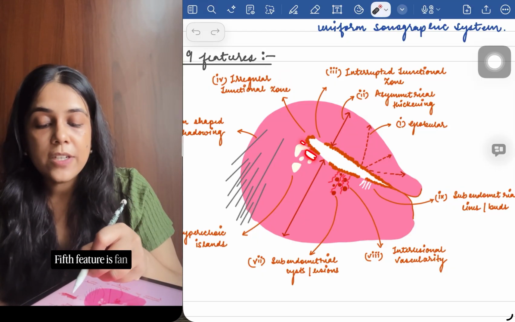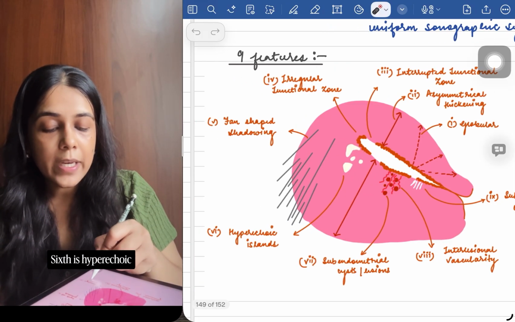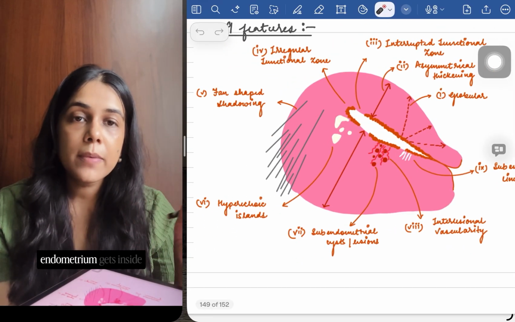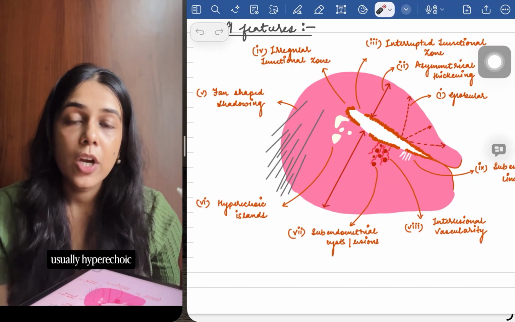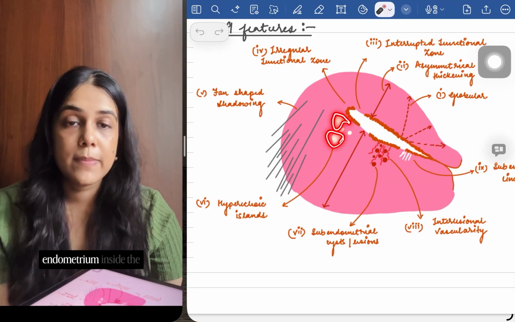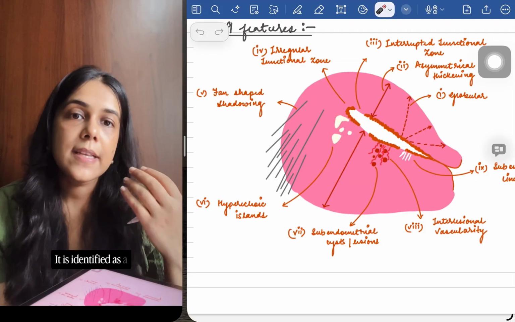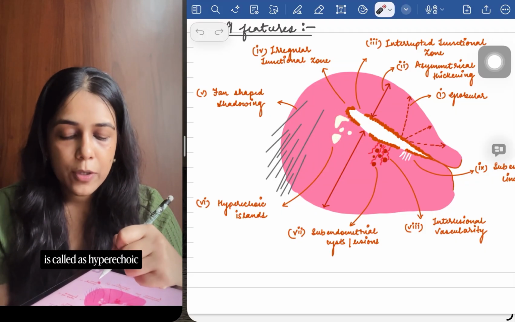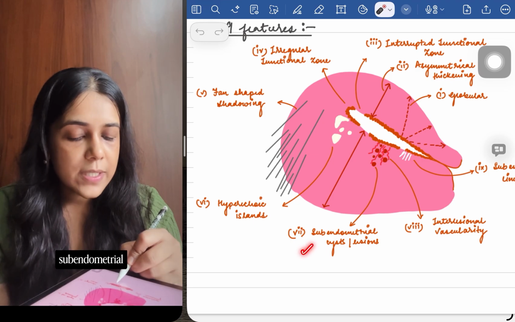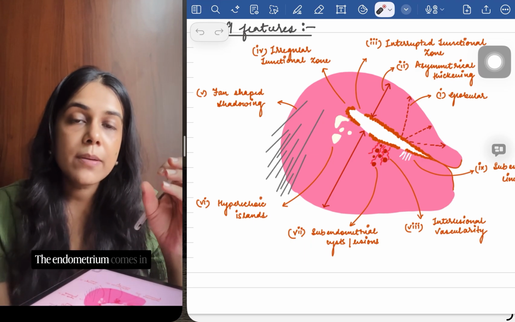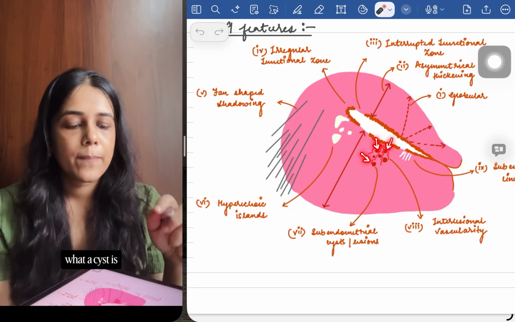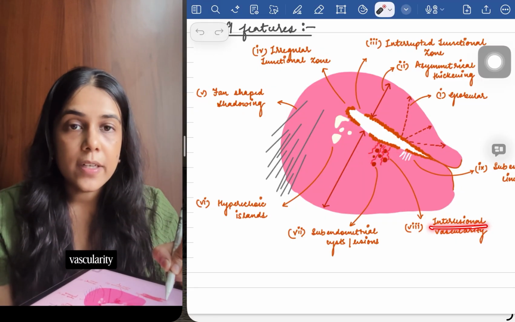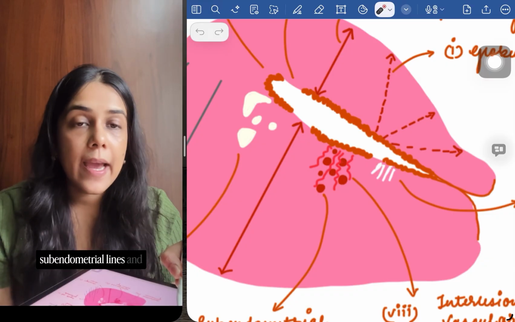Fifth feature is fan-shaped shadowing. Sixth is hyperechoic islands. Now, when the endometrium gets inside the myometrium as an ectopic tissue, this endometrium is usually hyperechoic. So whenever there is a lesion of the endometrium inside the myometrium, it is identified as a hyperechoic patch, and that is called a hyperechoic island. Seventh is subendometrial cyst and lesion. The endometrium comes in the form of cysts and lesions. I'll later elaborate what a cyst is. Then intralesional vascularity. Ninth is subendometrial lines and buds.